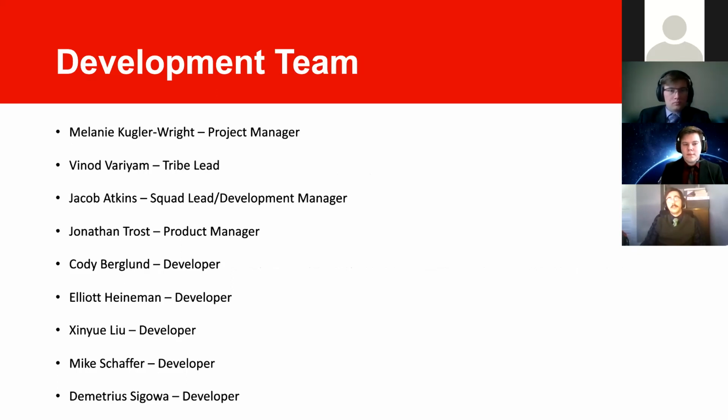As for the development team, we had Melanie Kugler-White, who was our project manager, and Vinod Variam. Those two helped us a lot. After every week on Tuesdays, they would talk to us, tell us what we could do better, what we've been doing great. As for the actual team, we've got Jacob Atkins as our squad lead and development manager, Jonathan Trost as our product manager, Cody Berglund and myself, Xinyu Liu, Mike Schaefer, and Dimitri Segoa as developers.